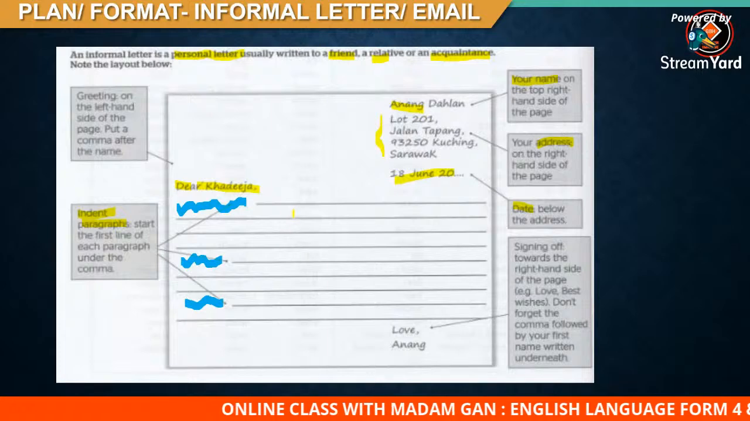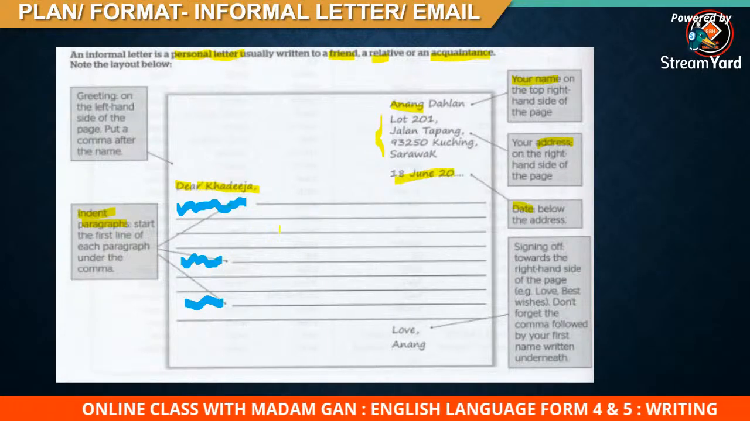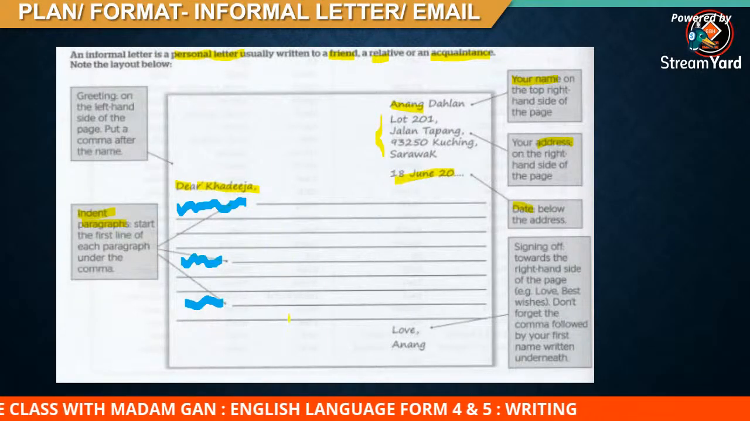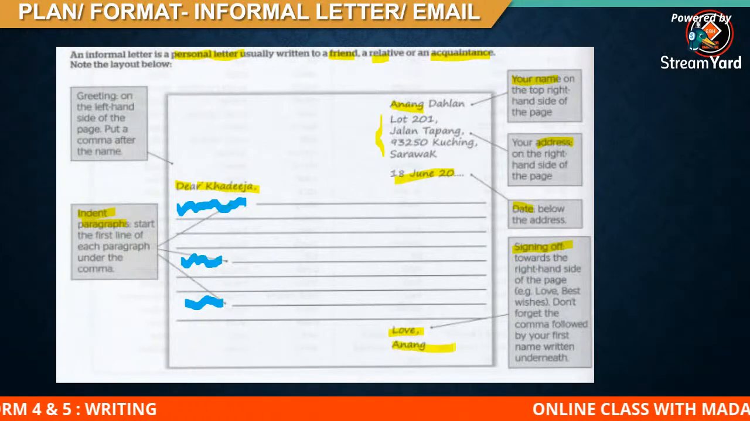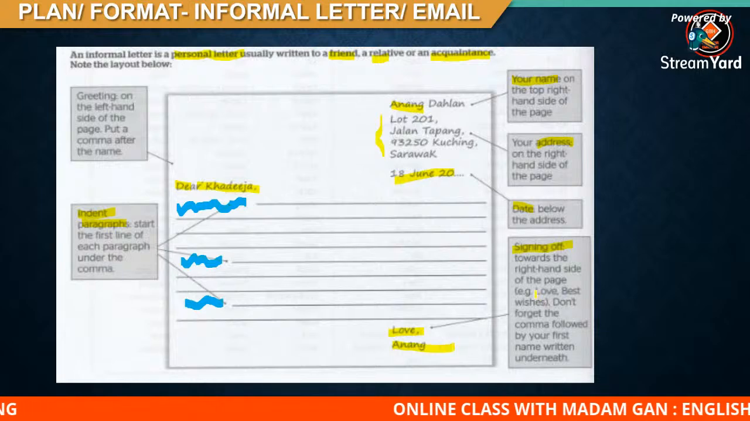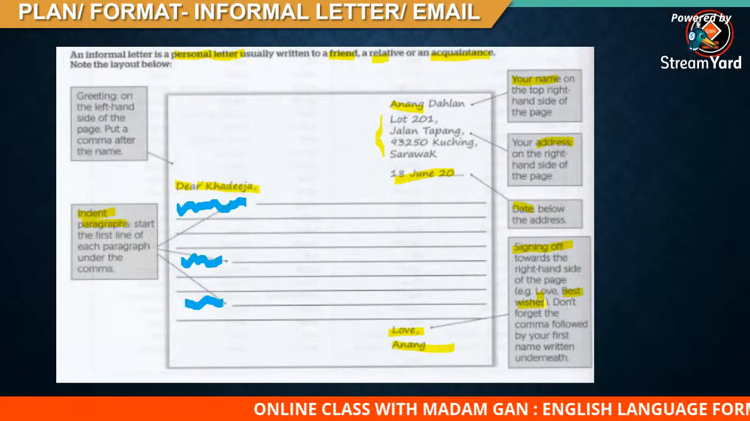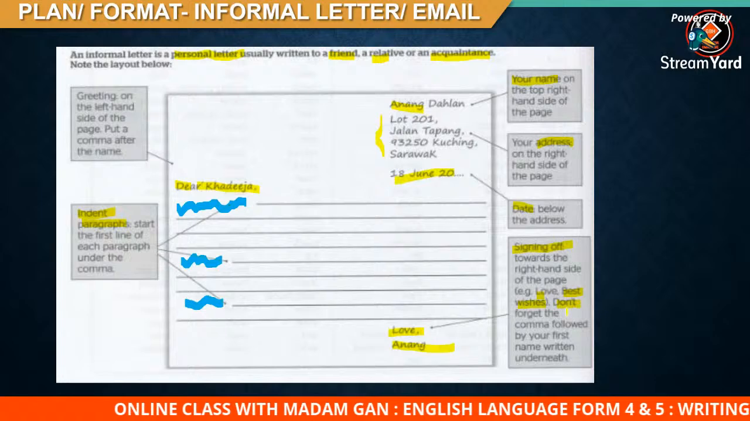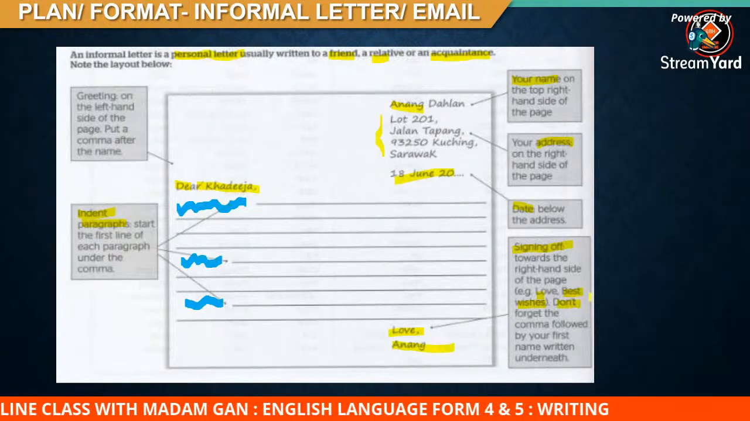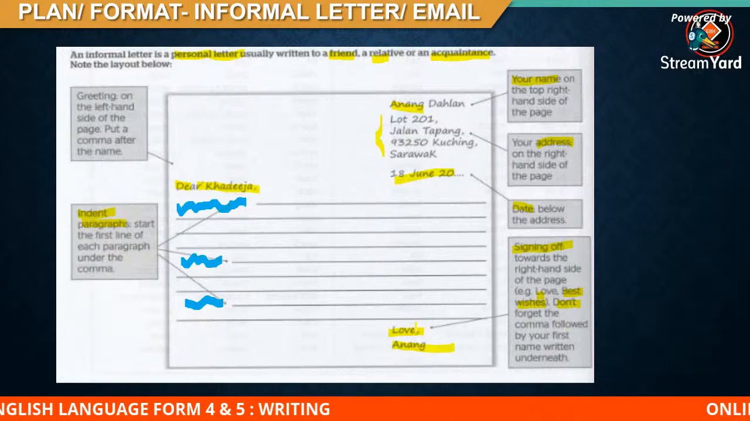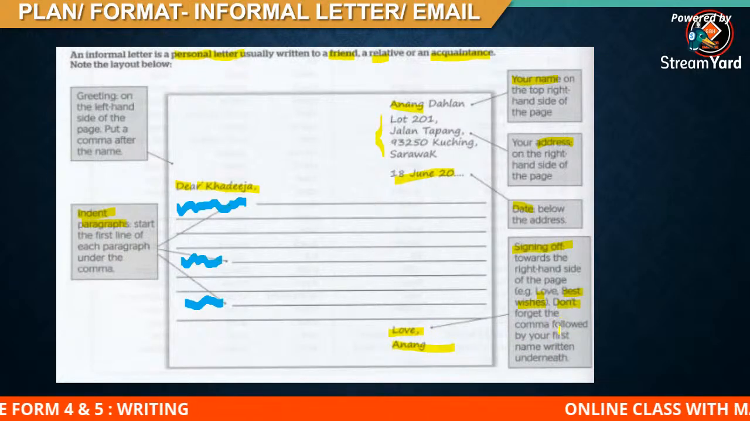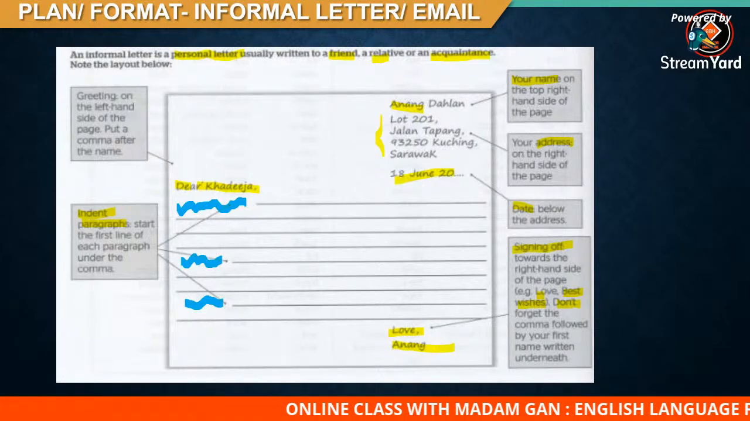Then after this, you have your introduction. Then you have your content 1, paragraph 2, paragraph 3. And then don't forget to sign off. Okay, how to sign off? You can write love, Anang. Okay, you can sign off with love, best wishes, or you can even just write bye, B-Y-E, bye. Okay. And then don't forget it's written here. You have to have a comma here. Okay. Don't forget the comma. And followed by your name. Okay.